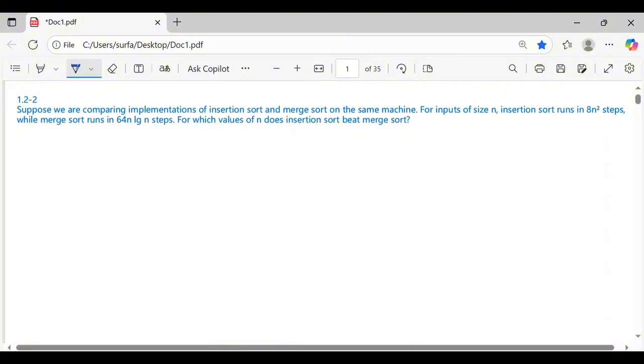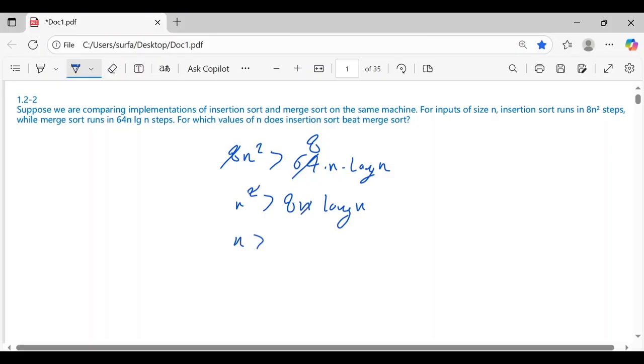So all we have to do is to make this part of the equation larger than this part. First we can simplify this equation and write it in this form. After that we can cancel n from both sides, so it will become like this. And then we want to solve this part of the equation.